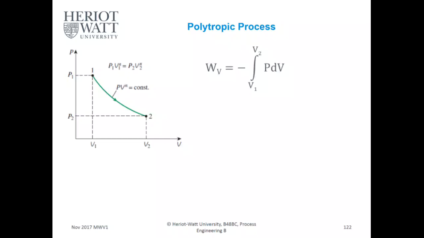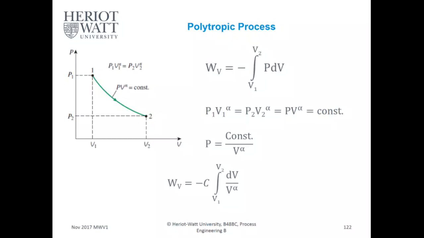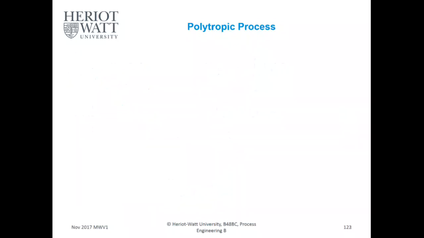So, if we start from volume work, it equals negative the integral from V1 to V2 of P dV. Your P1 V1 to the power alpha equals P2 V2 to the alpha equals the constant, that's quite straightforward. Now we know that P equals constant over V to the alpha. And if we derive the equation using that constant, volume work equals negative the constant times the integral from V1 to V2 of dV over V to the alpha. Remember, C is constant. We can derive this equation.